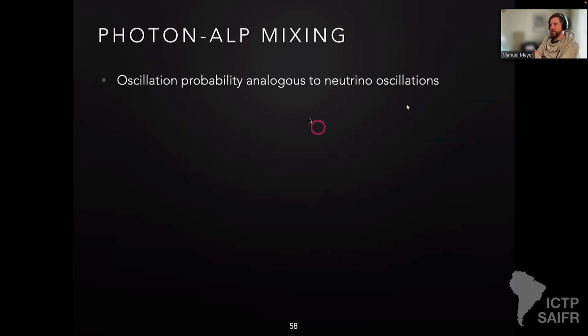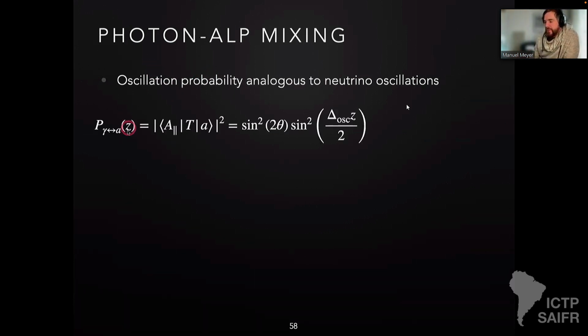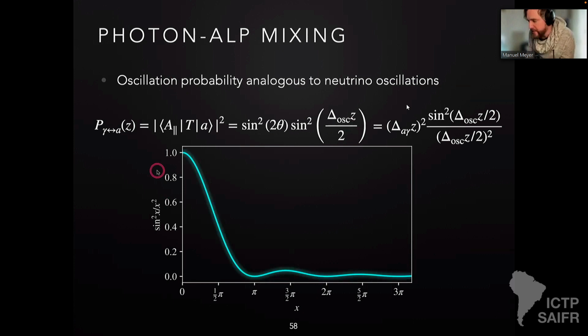Now I've shown you all of this, and the idea is that if you have heard about neutrino oscillations, these photon-ALP oscillations are very similar. The only extra thing you need is this external magnetic field. So the oscillation probability is very similar to what you find for neutrino oscillations. Here you have this delta oscillating term, and this is how it looks. Essentially, if you want a high conversion probability, you want this delta osc times z to be small, or conversely, you want a long oscillation length for your axion field.